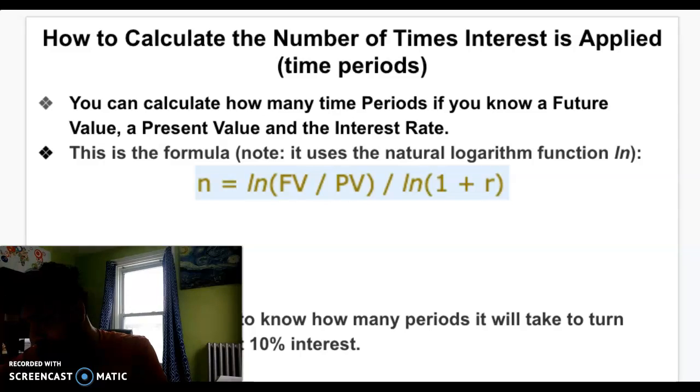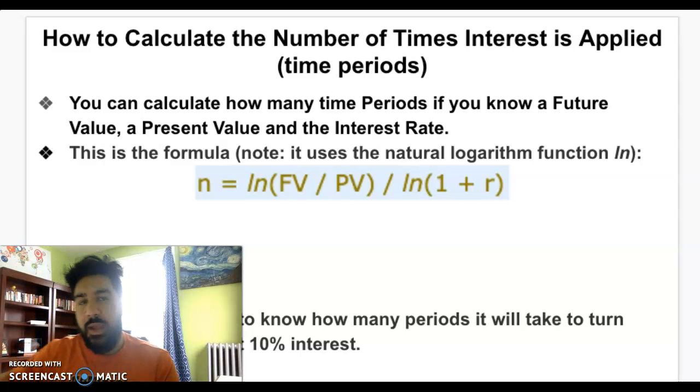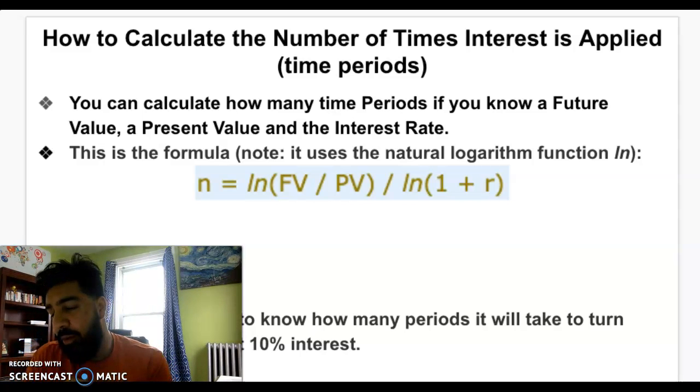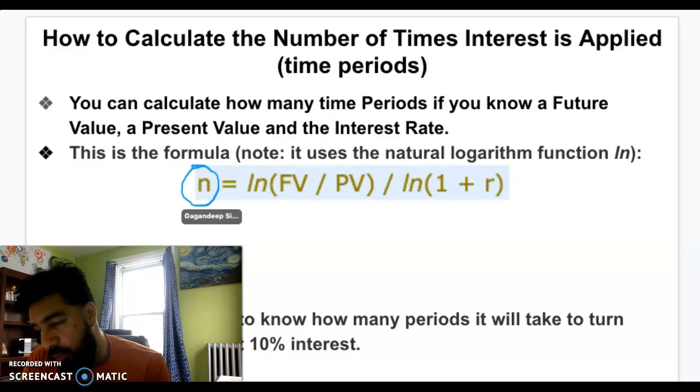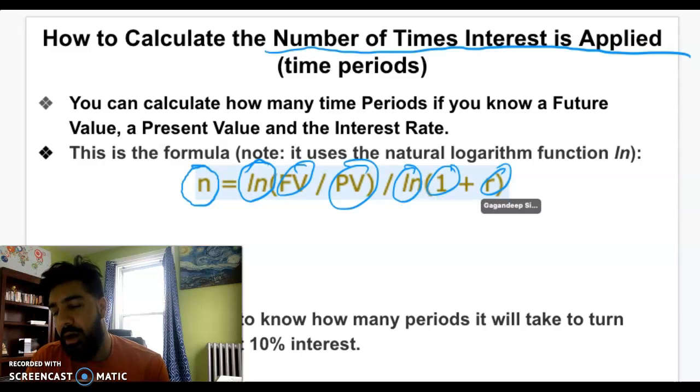So this right here, guys, is the equation that you can use to figure out the number of times that interest is applied, the time periods. Let's go through all of this. Remember, we're using natural logarithm functions. That's where that ln comes into play. So again, this is what we're solving for, the number of times that interest is applied. This is our ln, future value, present value, ln again, 1 plus r. R, as we should know by now, is our interest rate.